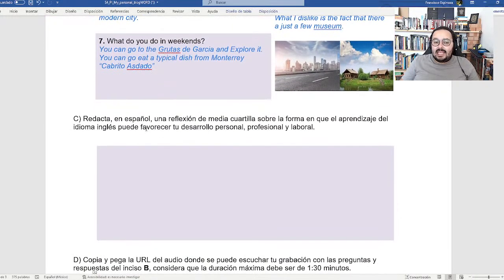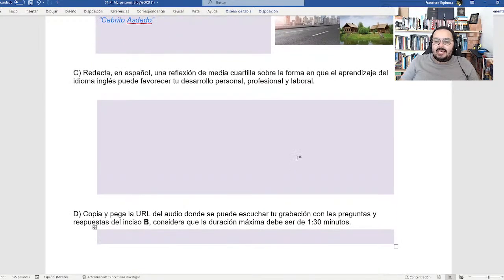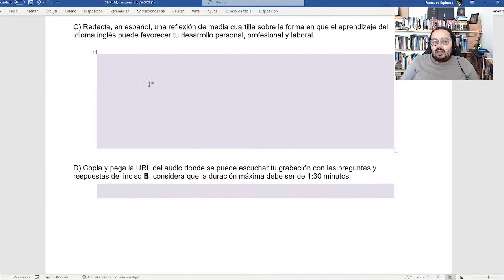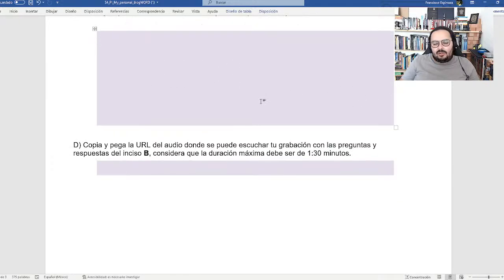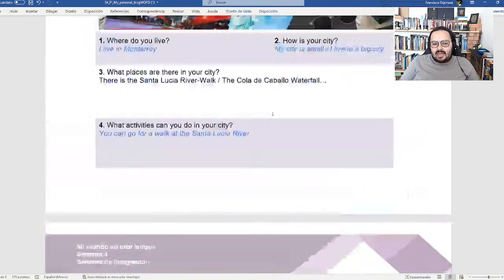En la parte C hay que redactar una reflexión de media cuartilla sobre la forma en que el aprendizaje del idioma inglés puede favorecer tu desarrollo personal, profesional y laboral. Bueno, esto ya es algo personal. Recuerden que es media cuartilla, no lo dejen de lado. Y bueno, es en español. Esto de acá arriba es en inglés.